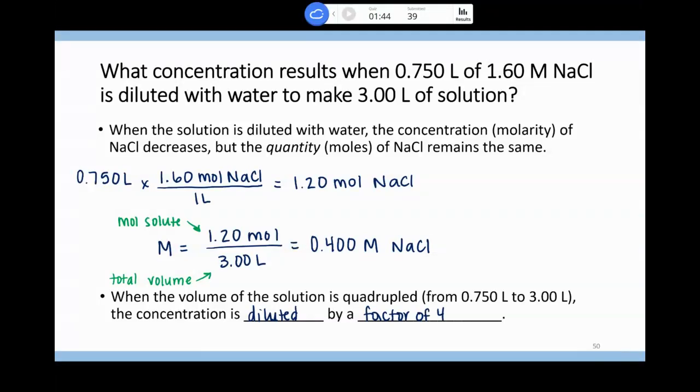And we see that if we compare the concentrations, we start with 1.6 molar, you see that at the top, and then 0.4 molar. And we'll see this pattern. If you dilute something by doubling the volume, then the concentration decreases by a factor of 2 as well.